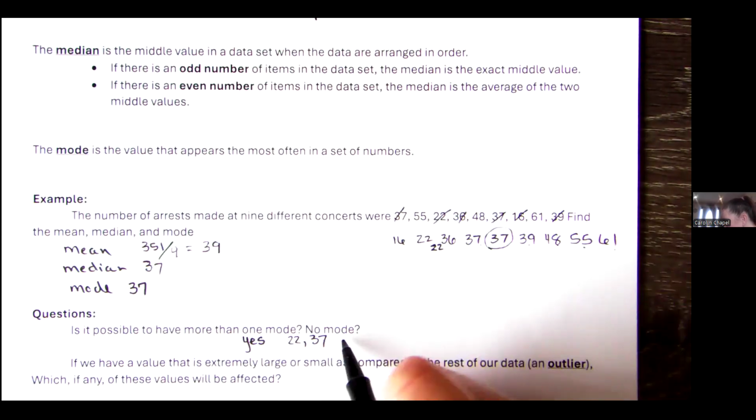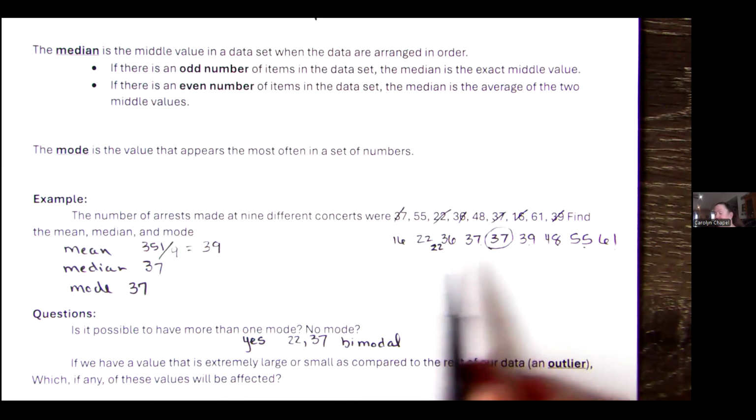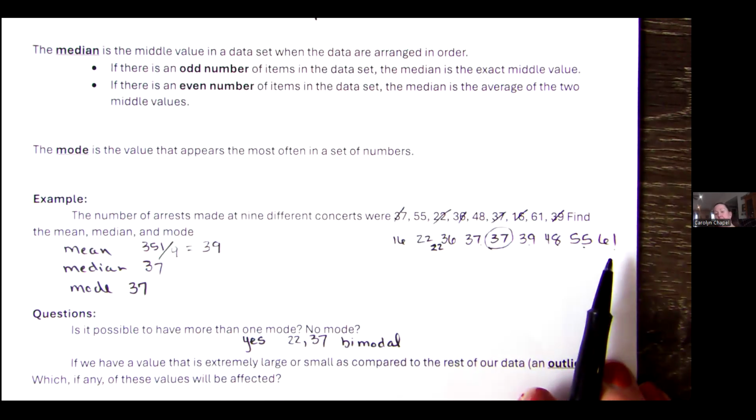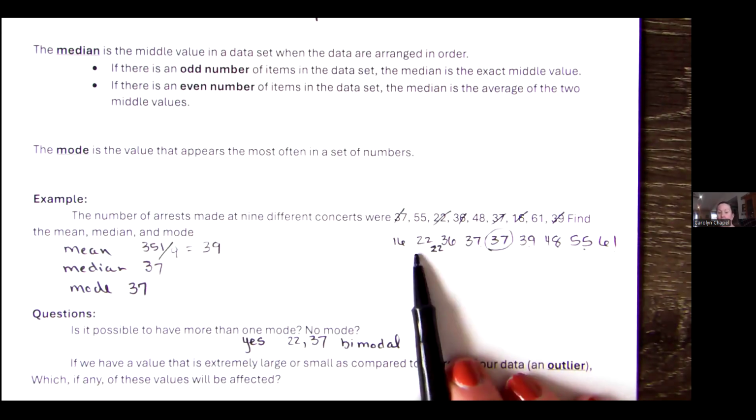We also say that this is bimodal, which is exactly the same term we used when describing our data. Because if I graphed this data using some sort of dot plot, I would have 2 peaks, one at 37 and one at 22.